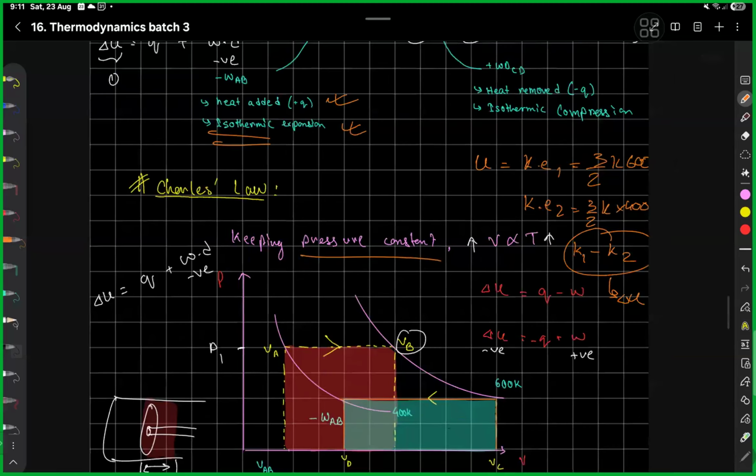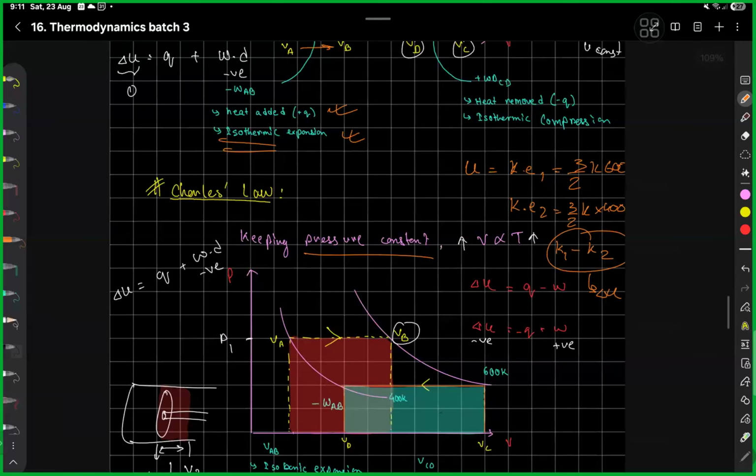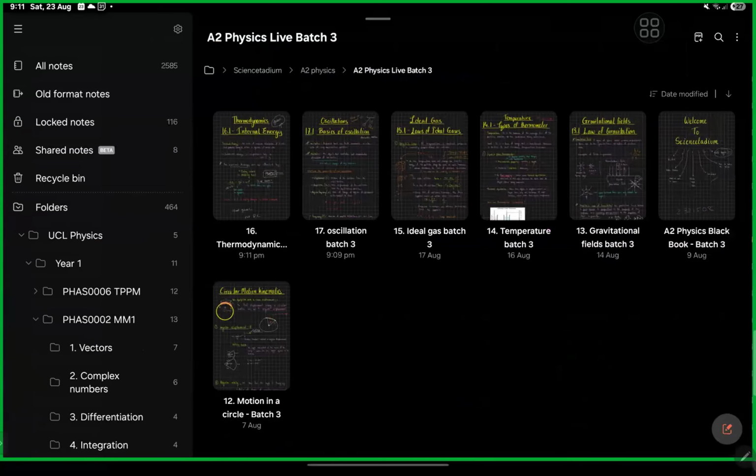Anything else from this chapter? Nope. Okay.